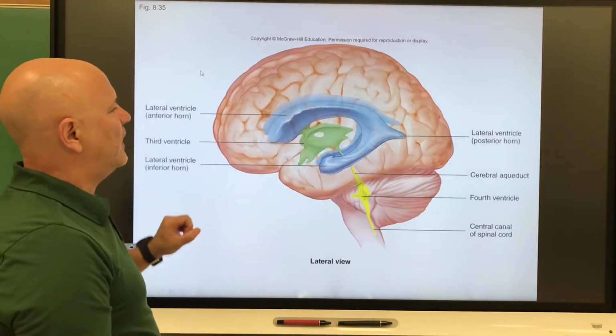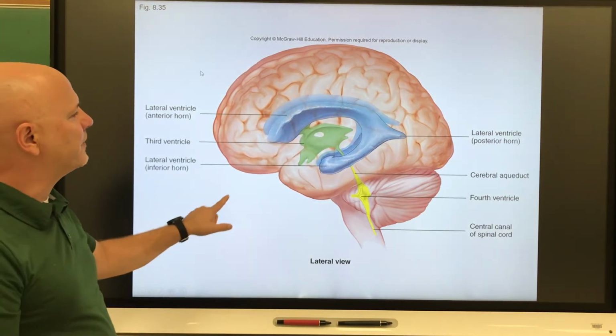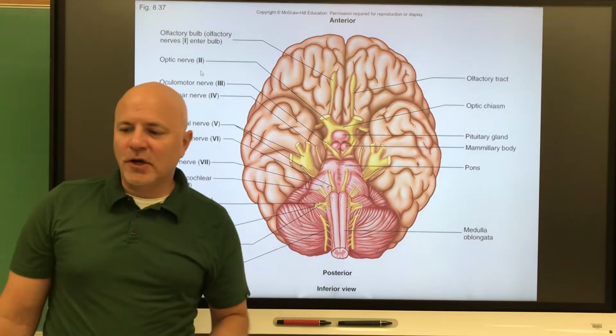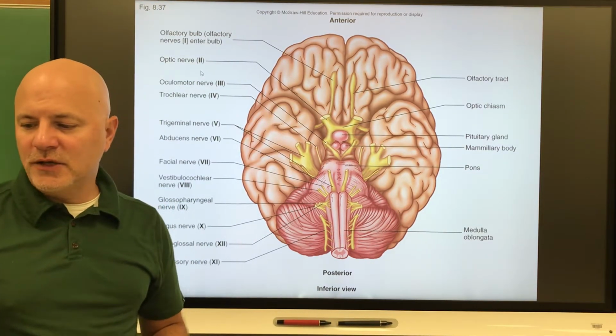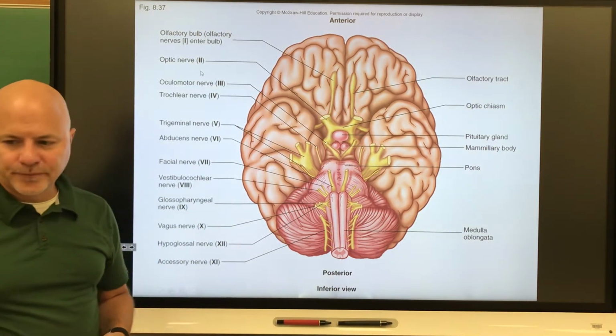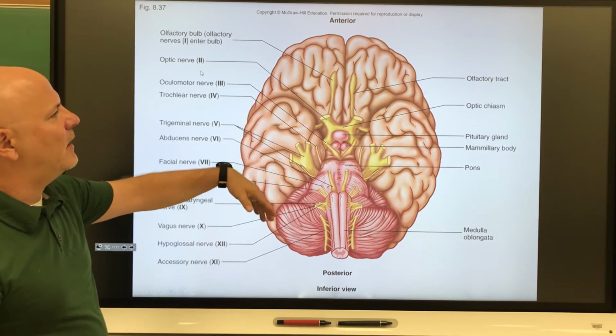Okay, let's look at the peripheral nervous system. Oh, this is showing the 4 ventricles in our brain. All right, so looking at our peripheral nervous system, let's first talk about the cranial nerves. And these are nerves that arise from the brain. All right, so we have 12 pairs of nerves that arise from the brain.